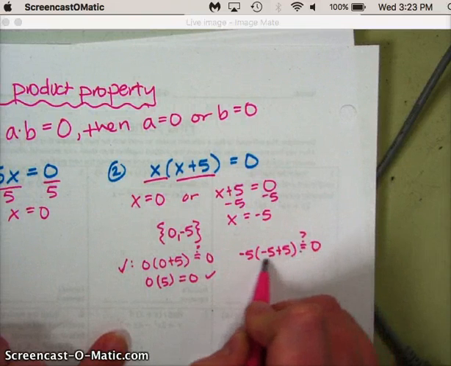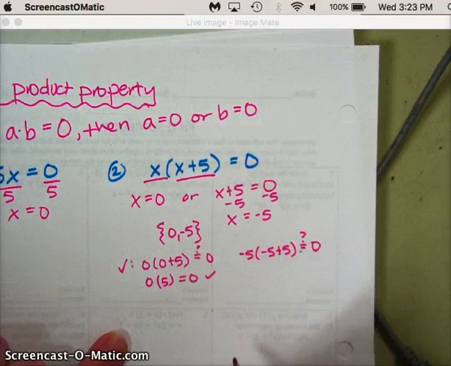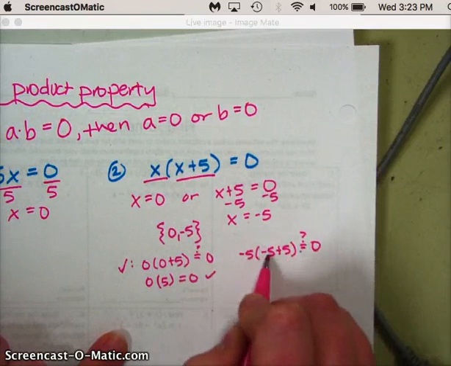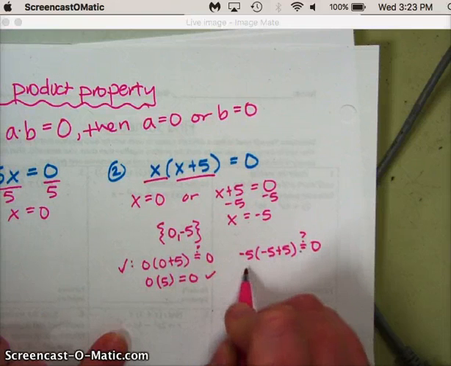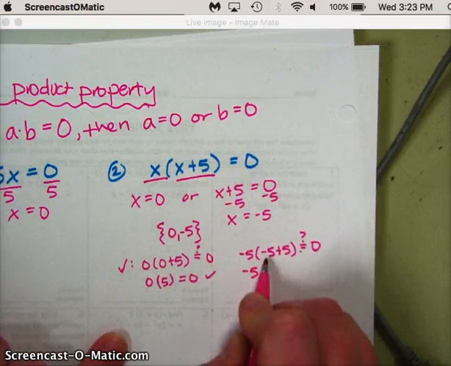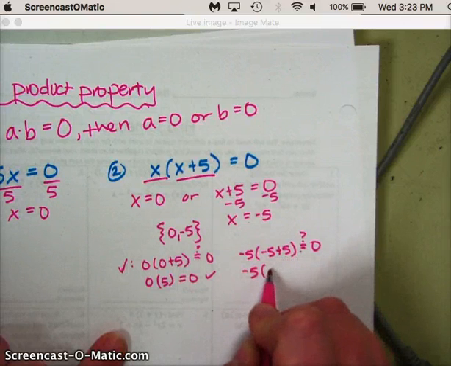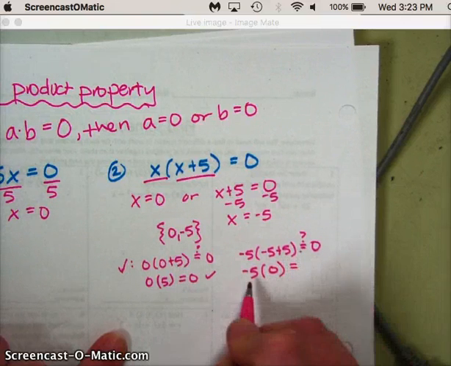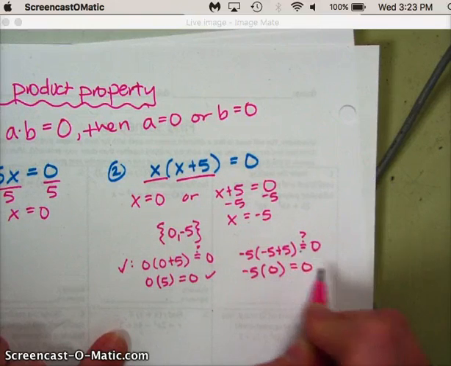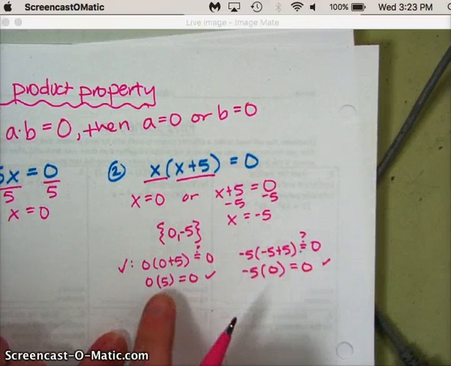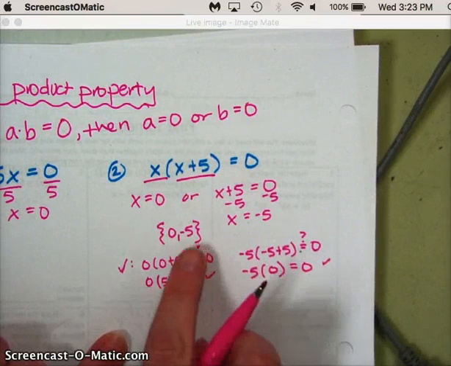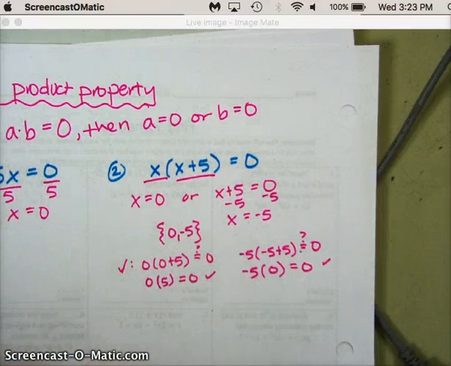Order of operations says we should simplify inside our parentheses first. However, you could distribute. You should get the same final answer. Okay. -5 plus 5 is 0. And -5 times 0 is 0. So we have two values that would make this equation true. That's why we have two solutions here.